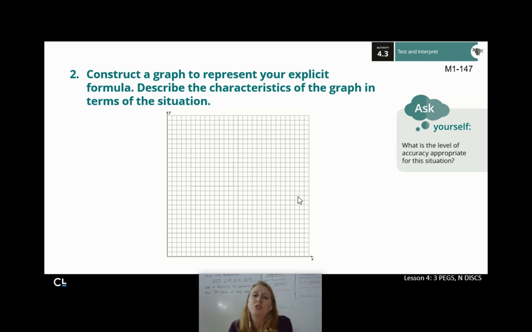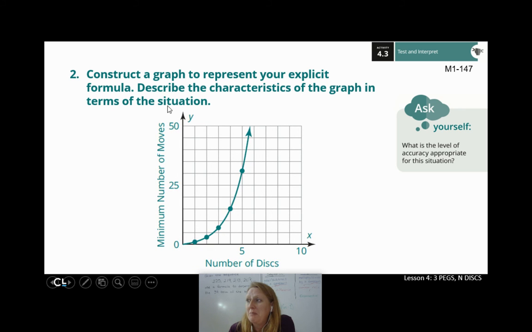So I just used the points in the table as points on the graph. The number of discs was my x-axis and the minimum number of moves was my y-axis. So we had 1 disc was 1 move, 2 discs was 3, 3 discs was 7, and we also wrote down that 4 discs was 15, and of course 5 discs took us all the way to 31. So I connected the dots and I have a graph that looks kind of like this. It's not perfect, but you get the idea.